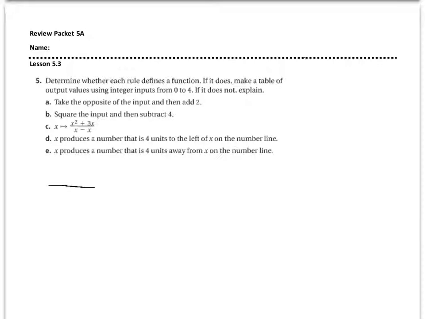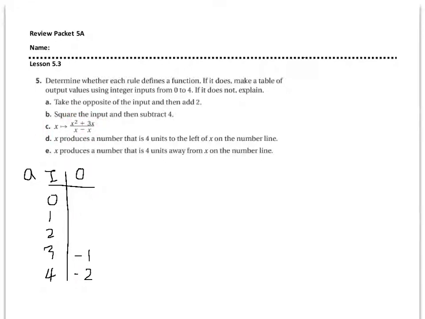So first, for example, part A, here's the input and output, 1, 2, 3, 4, and take the opposite of the input, which is the opposite of 4 is negative 4, and then add 2, so it's negative 2. For 3, take the opposite of it, which is negative 3, then add 2, so it's negative 1. So that's how you look at it. I want you to be really careful about C. Plug some number in and you might see something.